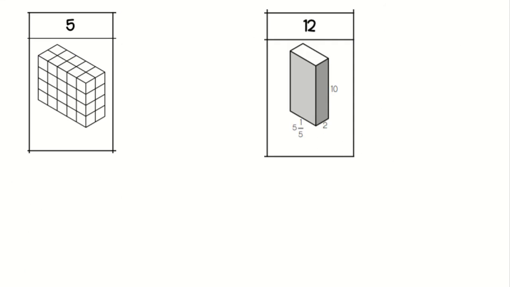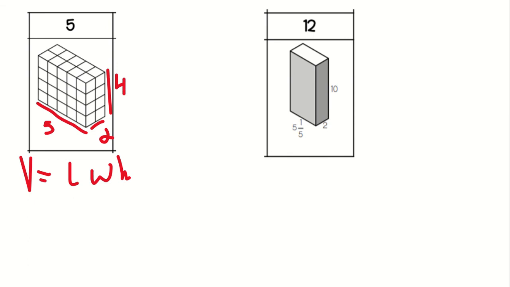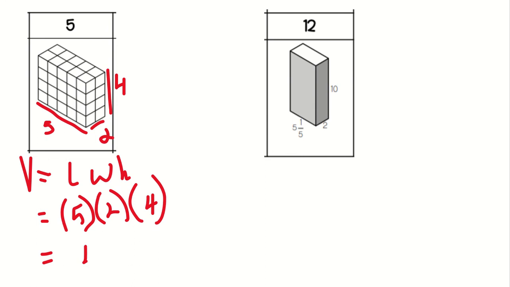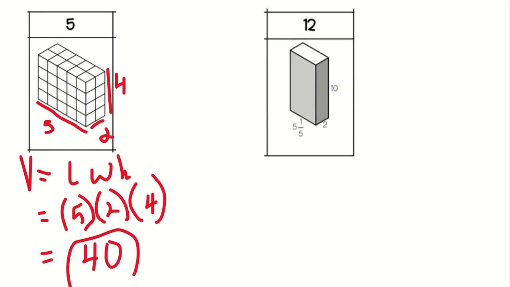Okay, two more examples. How do we do number 5 that has no numbers on it? But they have cubes and we can come up with the numbers, right? We need to do volume equals length times width times height. Well, what's the length? How many squares make up the length? 1, 2, 3, 4, 5. What about the width? That's 2. And what about the height? That is 4 squares tall. So we have 5 times 2 times 4. 5 times 2 is 10. 10 times 4 is 40.